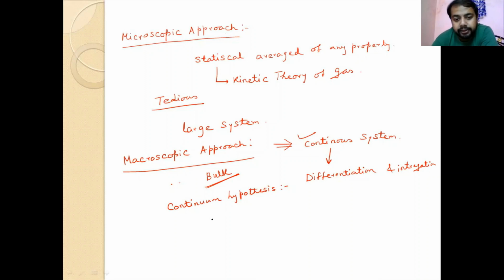Because if you think about what I said previously, 22.4 liters of gas has 6.023 times 10 to the power 23 molecules. It is a huge number of molecules in 22.4 liters of gas. So it is a better approach to consider it as a continuous system. But there is also a mathematical approach. One number is given, and this number is known as the Knudsen number.